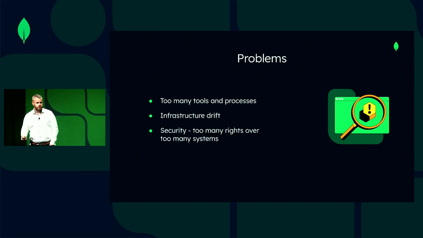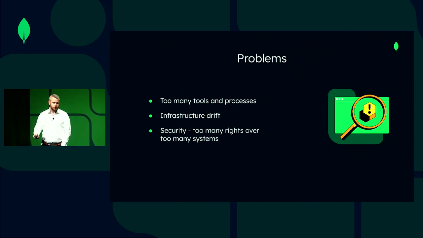And lastly, the security team was struggling. Too many people had too many rights on too many systems for them to keep track of, and it didn't adhere to the policy of keeping permissions to the minimum possible.